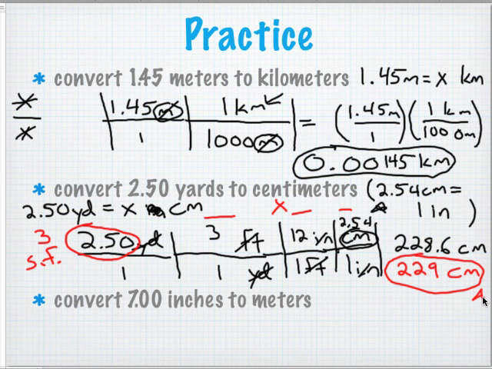Is there actually 229 centimeters in 2.50 yards? Not quite. It's an estimate, rounded based on how accurate our initial estimate was. So this is why we do sig figs. Your calculator gives you one answer, you have to round it to another, and you have to figure out how.